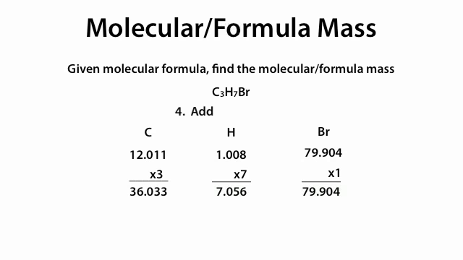Finally, we're going to add these numbers up. So we add 36.033 plus 7.056 and 79.904. Adding those together, we get 122.993. And this is the molecular or formula mass of C3H7Br. Let's try another example.